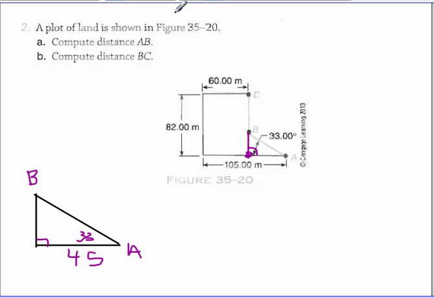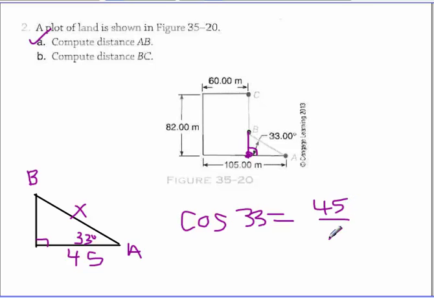Alright, so that's 33 degrees. Since the first thing I want to find is AB, I'll put a little x right there so I can find it. We have the angle, the side adjacent to it, and we're looking for the hypotenuse, so the cosine is in order here. The cosine of 33 degrees is going to equal 45 over x.